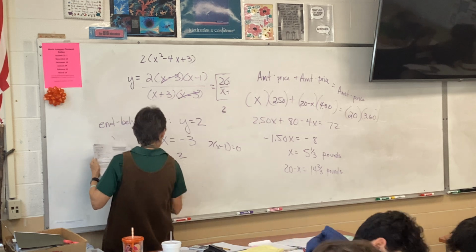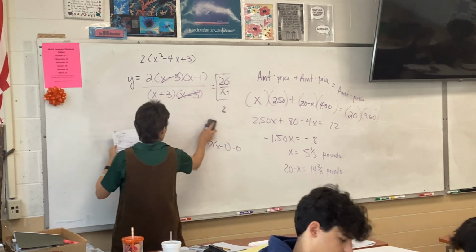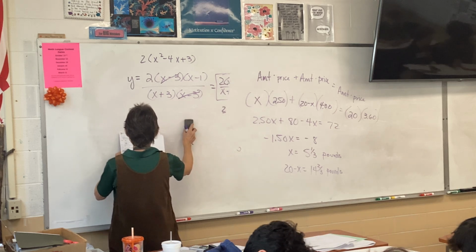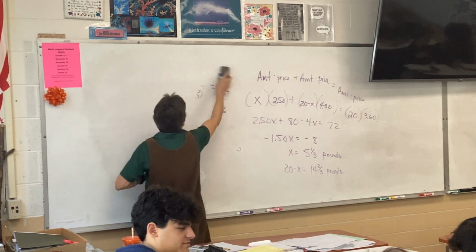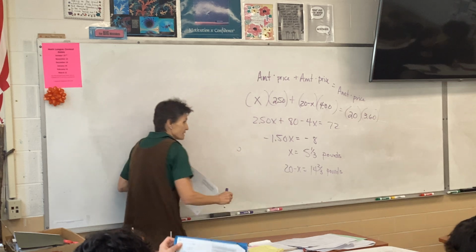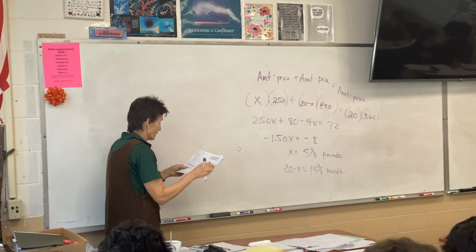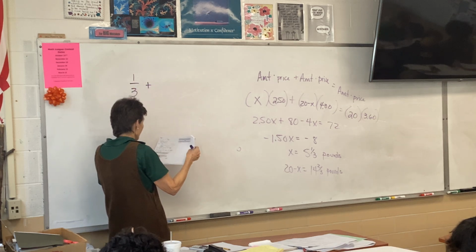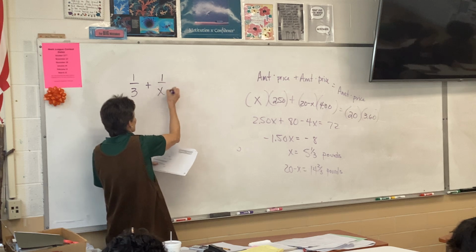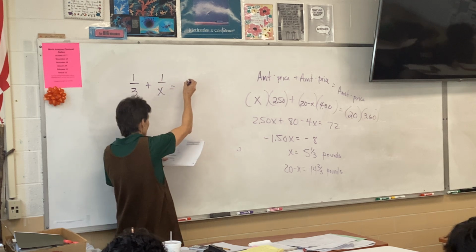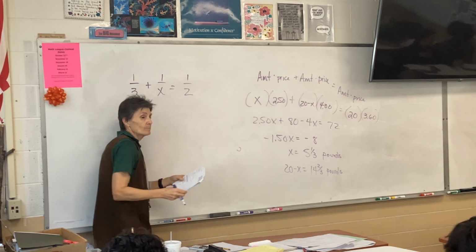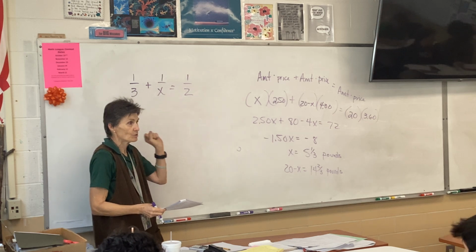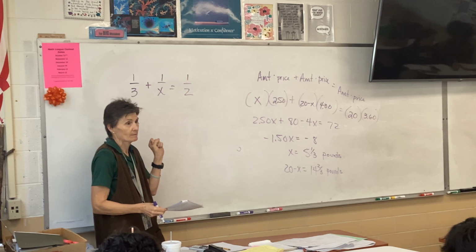Okay, John can take the test in 3 hours. If Mary helps him, they can get it done in 2 hours. How long does it take Mary to do it alone? What's our setup for this? 1 over John plus 1 over Mary equals 1 over together. Does the position of all those numbers make sense to you? Do you think I got them in the right spots?